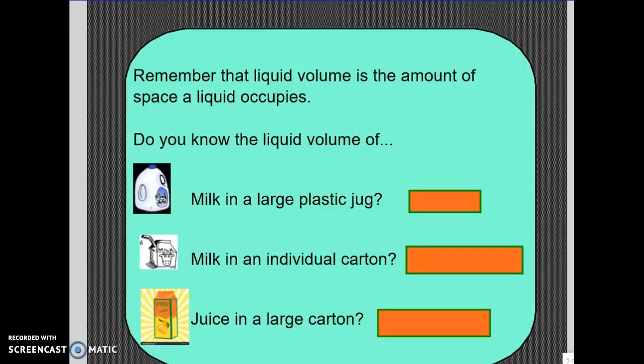Now, what if we talk about liquid volume and how much space liquid occupies? Now, we can't pour liquid out to measure it. We have to keep it in a container. And so we remember that liquid volume is the amount of space that that liquid occupies. So do you know the liquid volume of milk in a large plastic jug? What do we call that?